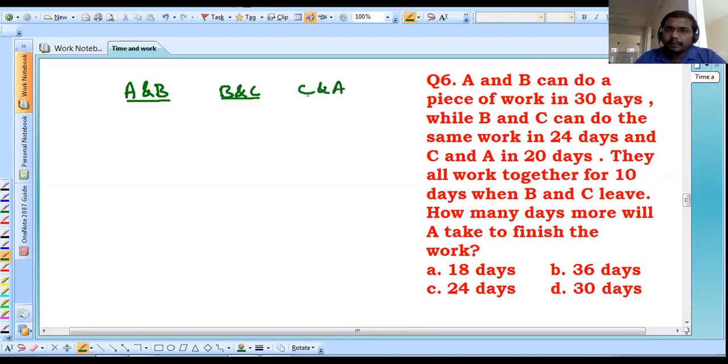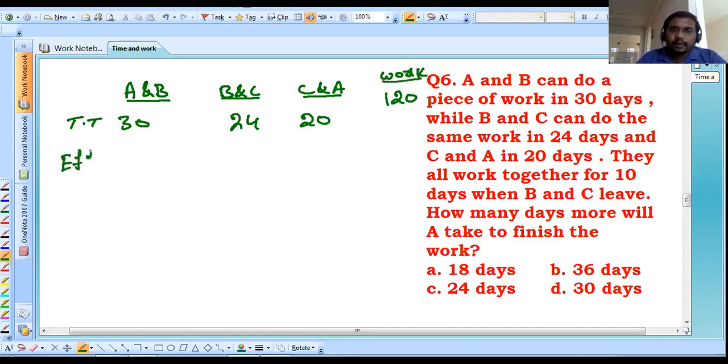See here, A and B, B and C, C and A are there. Time taken, 30 days, 24 days, 20 days. LCM is 120. That means total work is equals to 120. Efficiency: this is 4, this is 5, this is 6. Because 120 by 30 is 4, 120 by 24 is 5, 120 by 20 is 6.